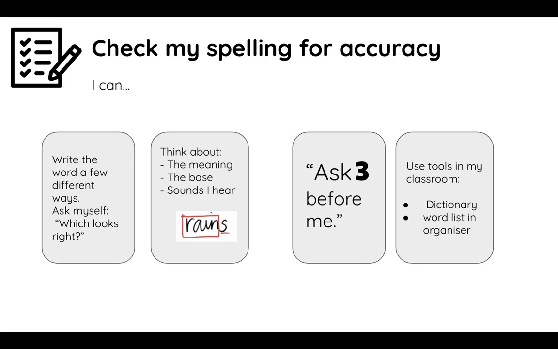Third tip is to ask three before me. There are lots of people in your group who will probably be willing to give you a little bit of support in this, so just ask some people around your table before you ask a teacher. And then the last tip there is if you have access to a MacBook or an iPad, you can get online and look at a dictionary, or you might have some of these words in your organizer at the very back near the word study section.